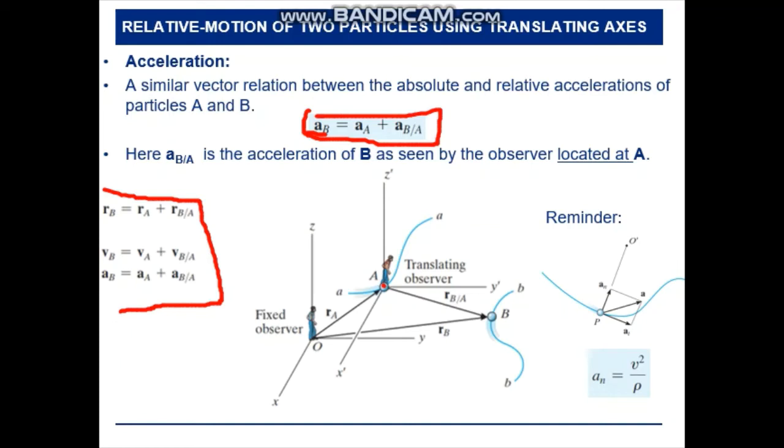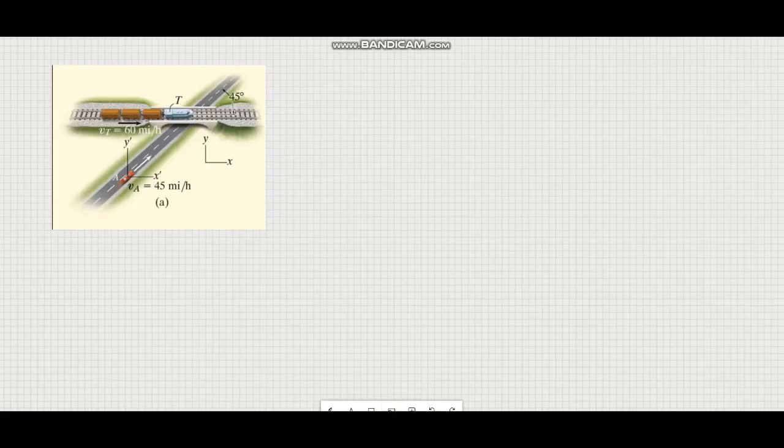And also we need to remind that if we change the coordinate system, we have the normal acceleration. If it is curvilinear motion, we have the normal acceleration, which is the translational velocity squared over the radius of curvature. We need to remind this if the motion is curvilinear. All right.